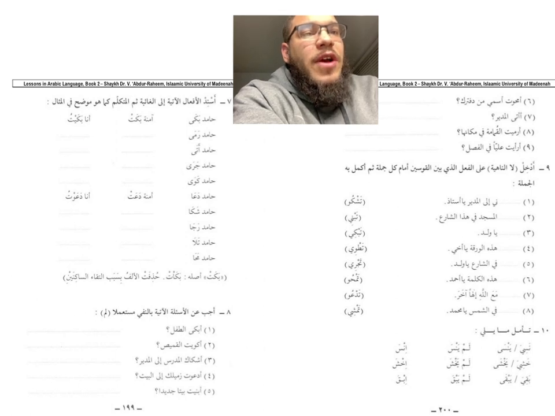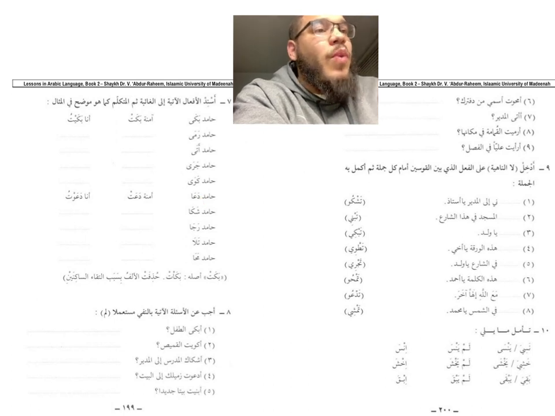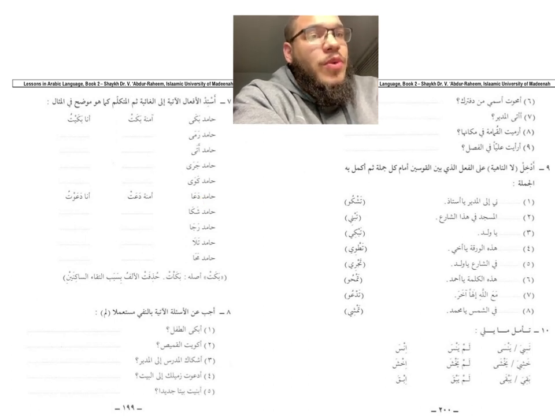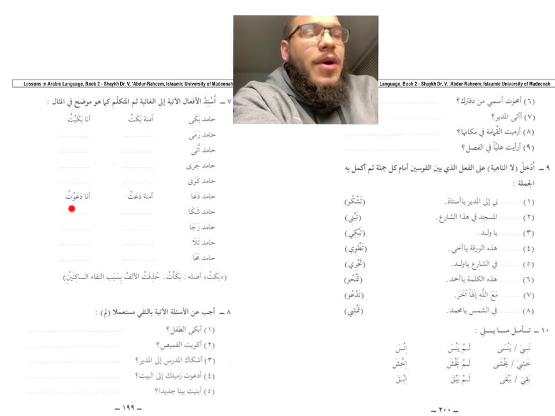Okay, so these verbs all will follow the same pattern. Rama, ata, jara, kawa. Then we have da'a. And as you can remember, this verb becomes waw, da'a yad'u. So we have Aminatu da'at, ana da'awtu. The waw comes back. So the same would apply for the following verbs: shaka, raja, tala, maha.